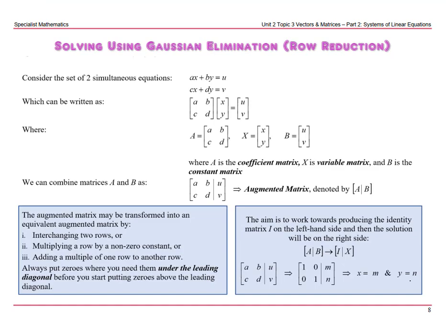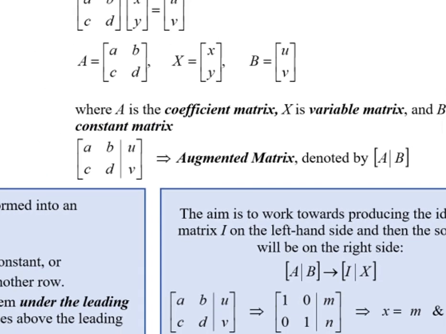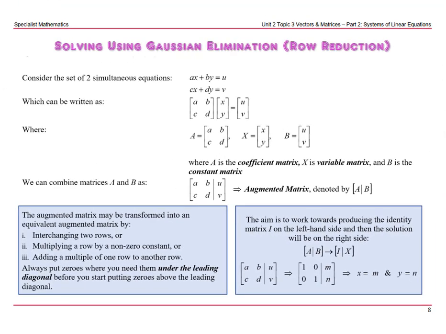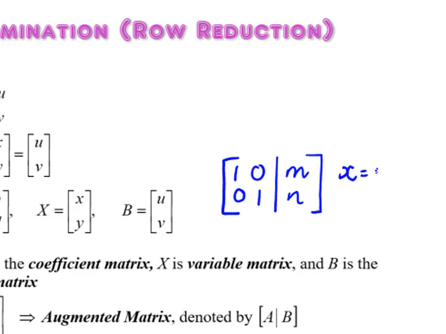Now, we can combine matrices A and B into what's known as an augmented matrix. So that's a, b, c, d with our line u, v. So we have A slash B. Now, our goal to be able to solve is we want to have an identity matrix on the left. So we want 1, 0, 0, 1, and then on the right-hand side, we'll end up with our solution, because what this is saying is that x equals m and y equals n.